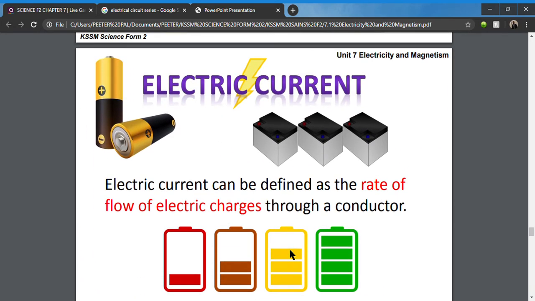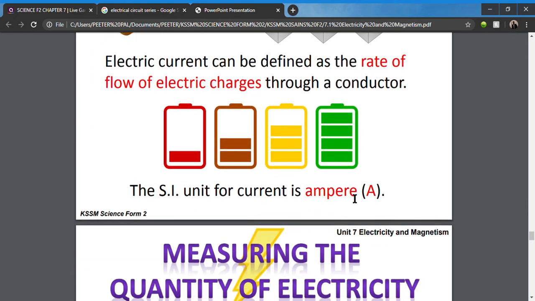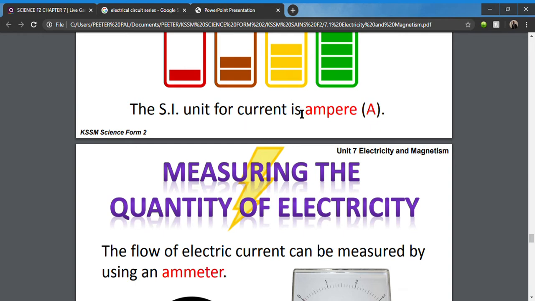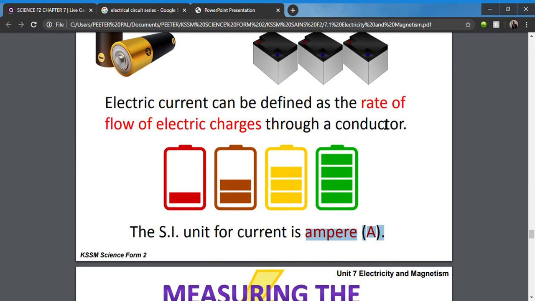Okay, basic idea about electric current. Electric current is the rate of flow of charge. The next subtopic here. Electric current is the rate of flow of electric charge. Earlier, electrostatic charges, now the flow. So electric current is the rate of flow of electric charges through a conductor. We measure the unit called ampere. So can we measure electric current? Yes, the unit of ampere. What is electric current? The rate of flow of charge.